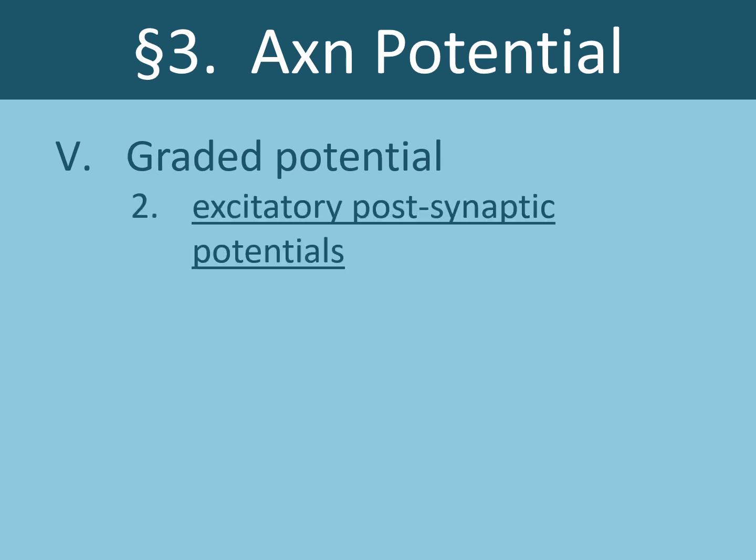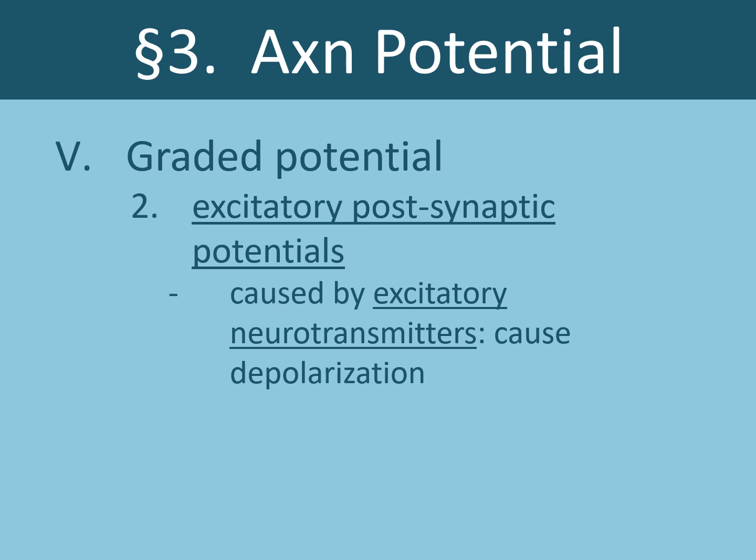Graded potentials can also be excitatory. These are called excitatory postsynaptic potentials, or EPSPs. These are caused by excitatory neurotransmitters. They help lead to depolarization. So when these neurotransmitters bind to their channels, they allow ions to flow in that will cause the inside to become more positive.